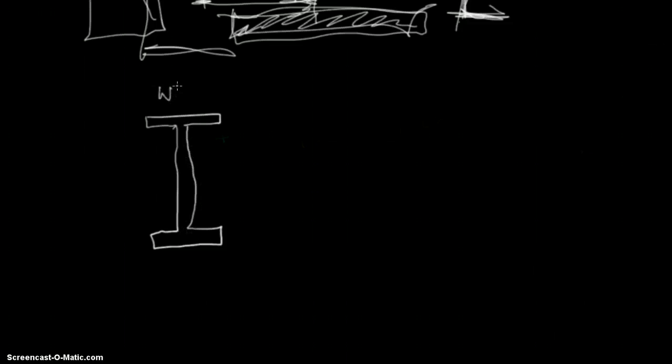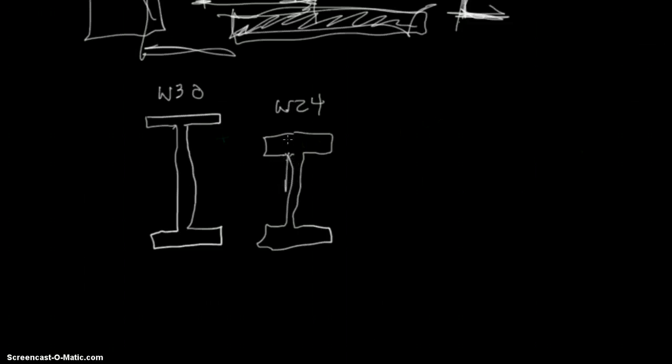So let's say this is W30, and this is W24. They may weigh the exact same, because this one, let's say, has a little bit more area on these flanges, a little bit more area on the web, and that's okay. But since more of the flange is further away from that neutral axis, it's going to be more efficient. Generally, you'll see that. And that's just some intuition.